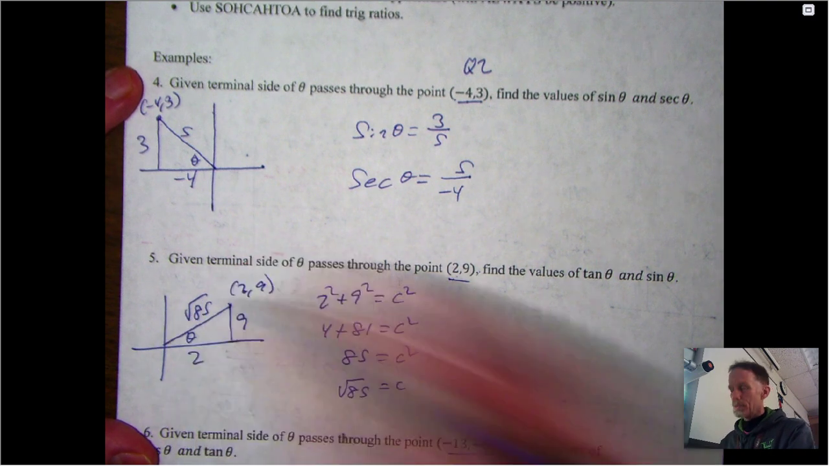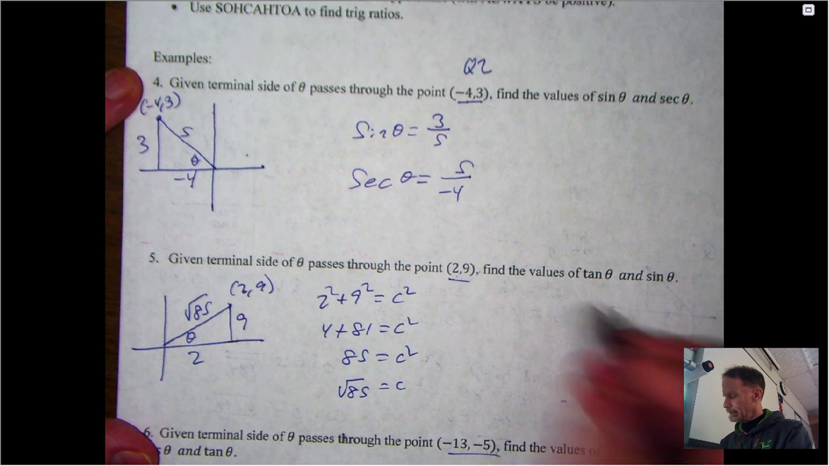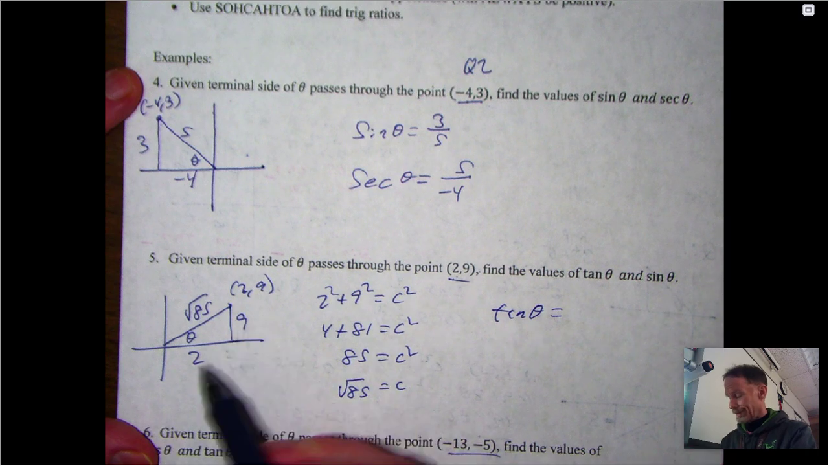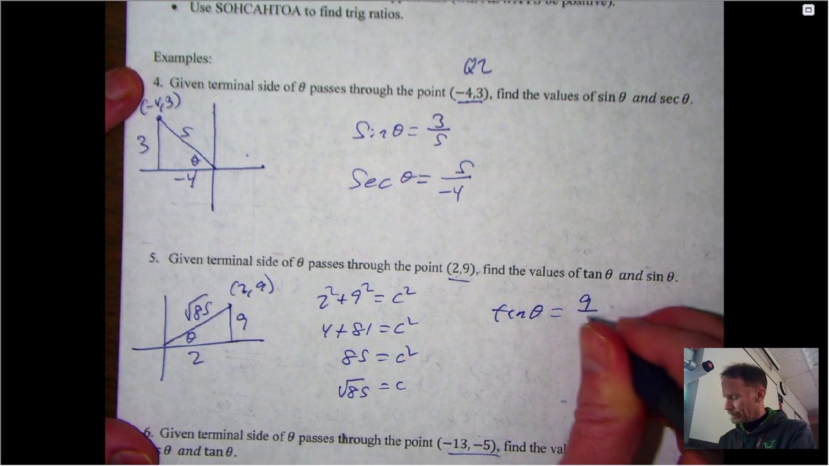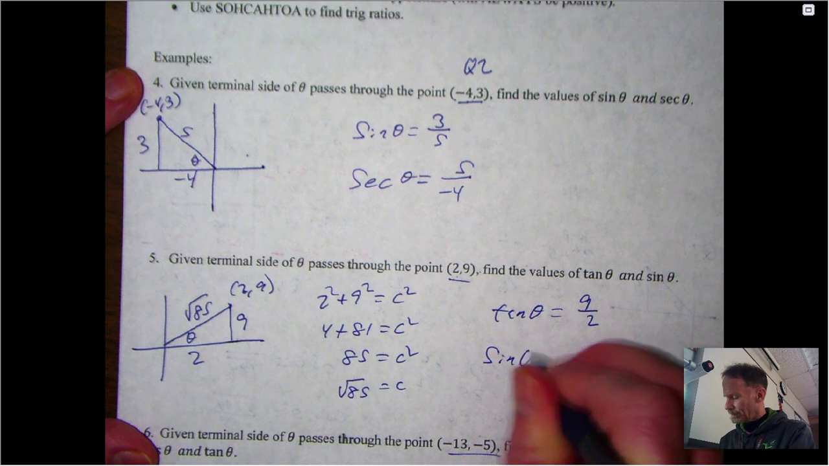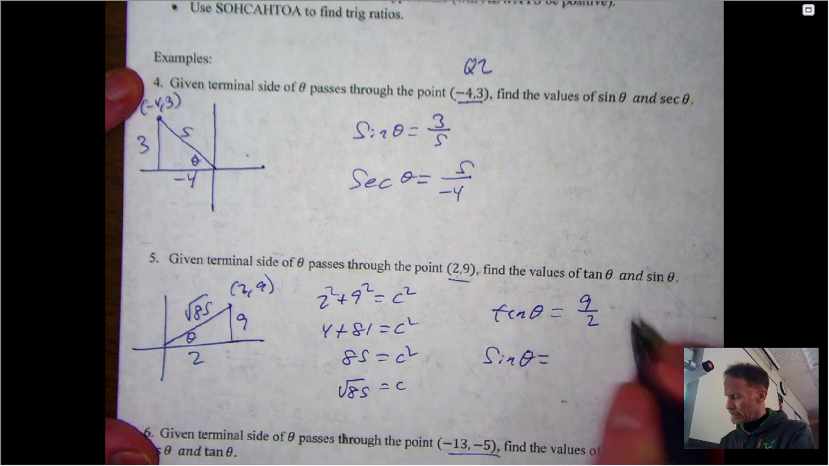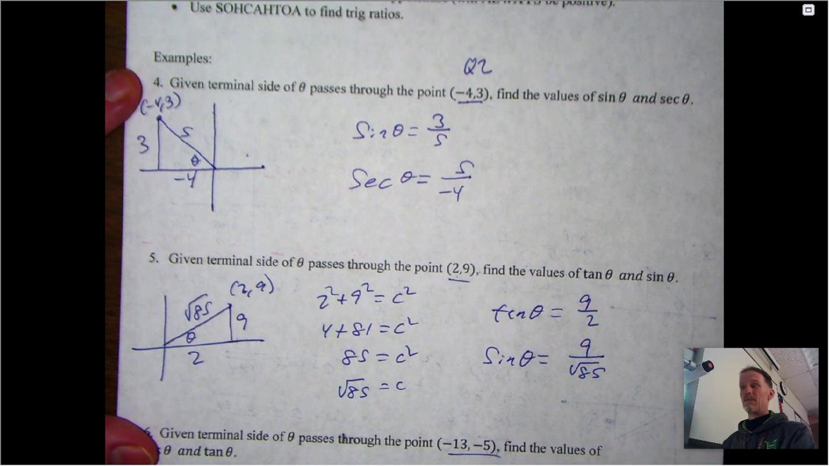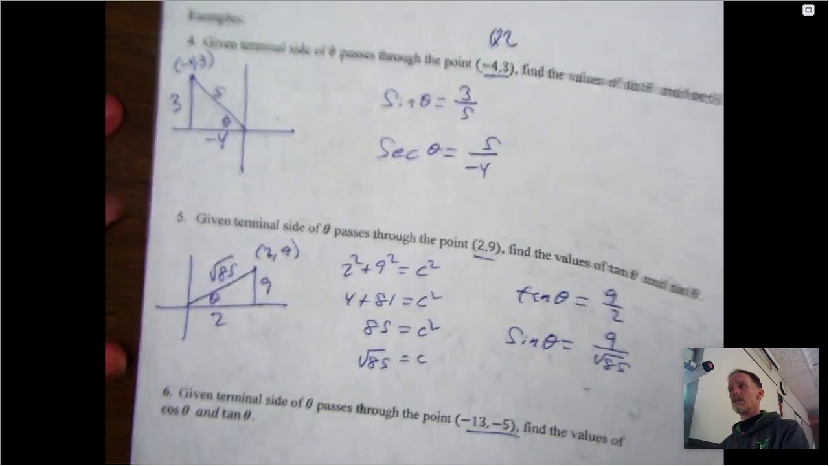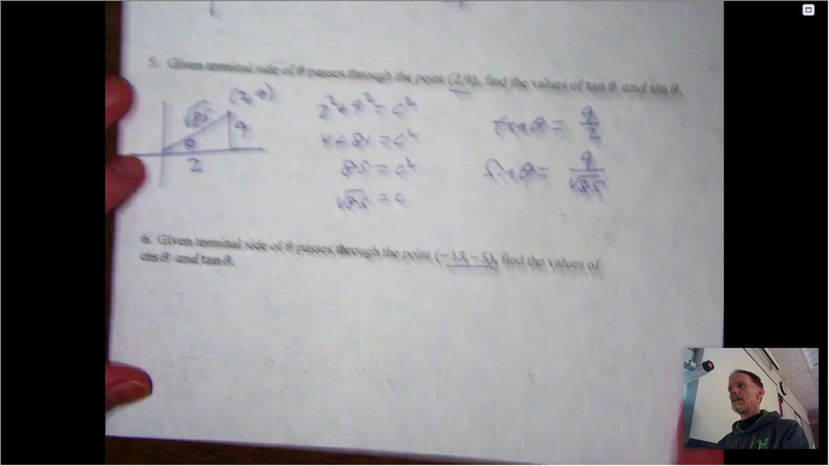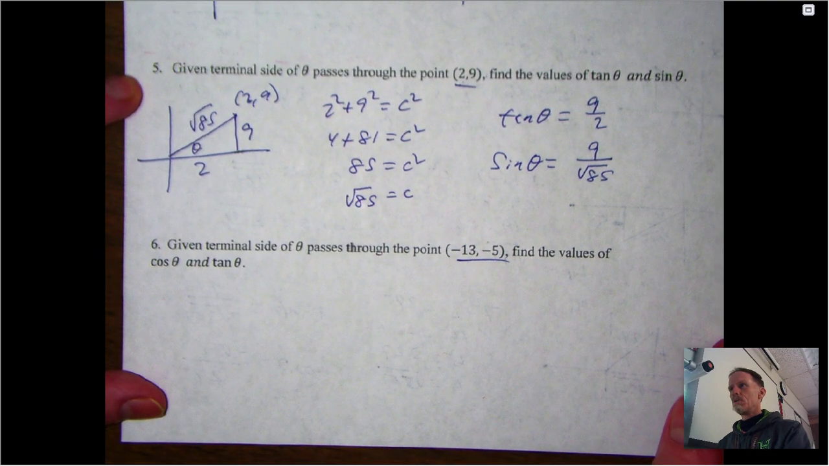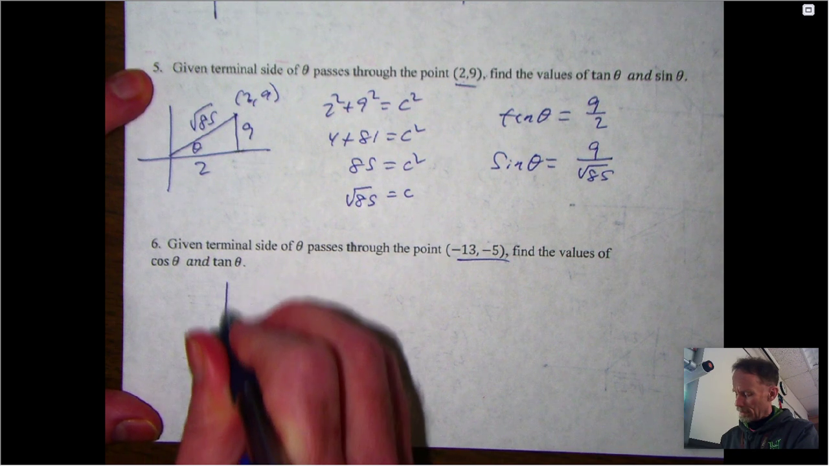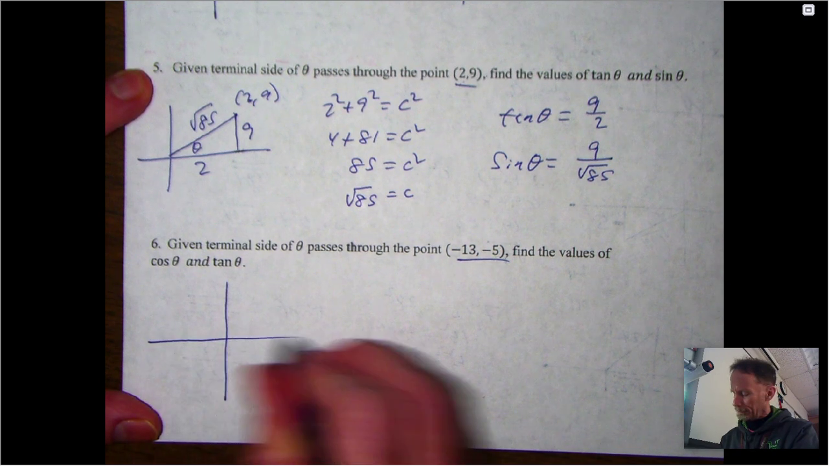And again, label that on there so it's on the triangle. And then answer the question. Tan theta, opposite over adjacent, 9/2. And sine theta, opposite over hypotenuse, 9/√85. And you can do the other trig functions if you needed to, whichever one you wanted to do. So again, one last time, go ahead and pause the video and see if you can do number 6 on your own. And then we'll go through that answer.